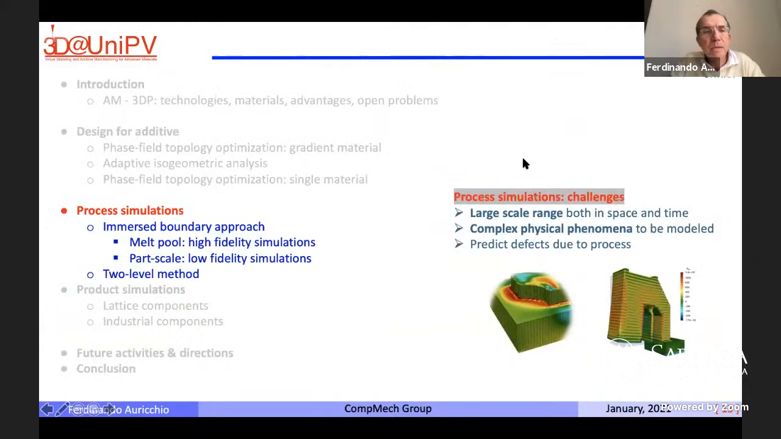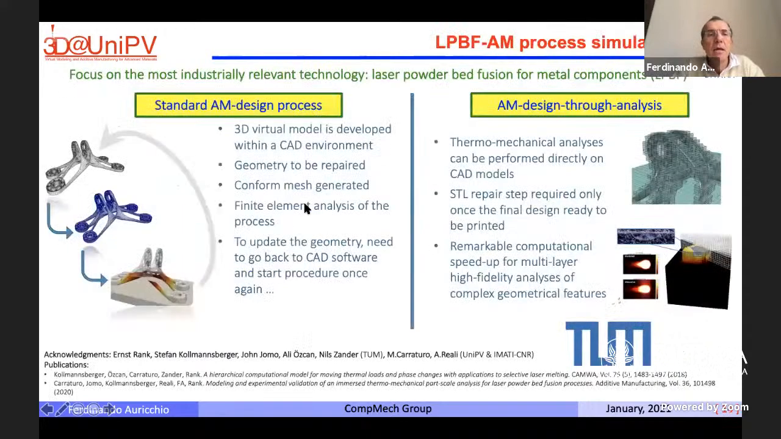Okay, but let me come to the most important part of my talk, in which I will discuss not optimization but simulations in terms of process and product simulation. In particular, process simulation is extremely important, and here the goal is really to show you that immersed methods can be really effective. Why can immersed methods be very effective?